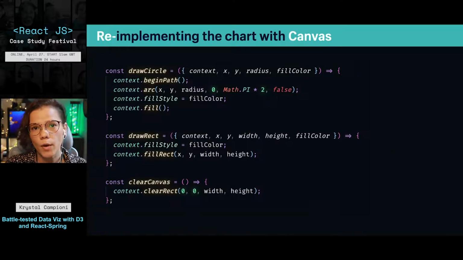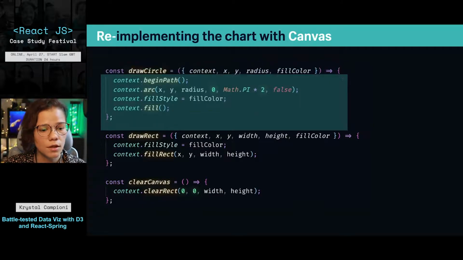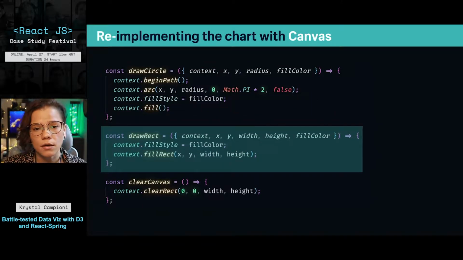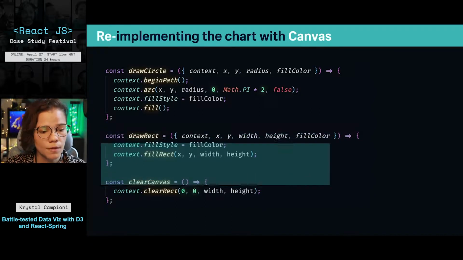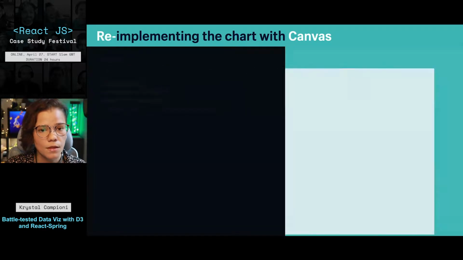The Canvas API is quite verbose though, so let's make our lives easier by introducing a couple of utility functions that we use quite often. A draw circle that takes in the context, x and y coordinates for the origin, a radius, and a fill color. A draw rect method that takes similar arguments to draw rectangles on the screen, and a clear canvas method that uses the clear rect method to clear the whole canvas.